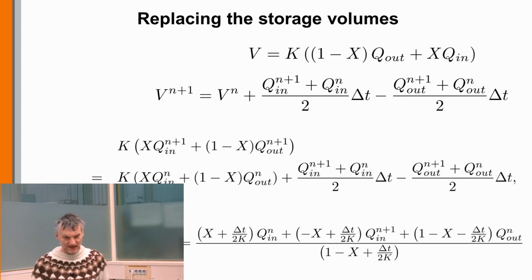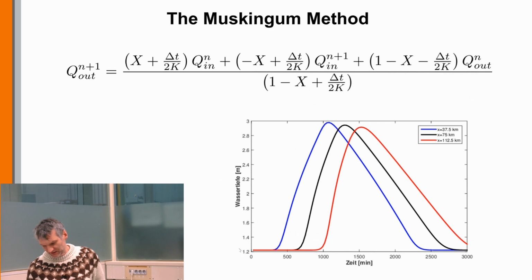We change it a little bit, and then at the end, it's not easy, the outgoing flux at the next time step is given by the ingoing flux at the time step, plus the ingoing flux at the next time step, plus the outgoing flux at the last time step. This is the Muskingum method with some parameters before it, and we can change x and k until it works quite well. Yes, so let us now sum up the method.